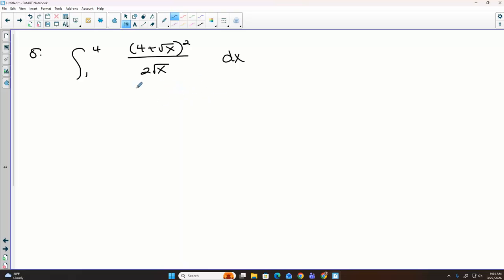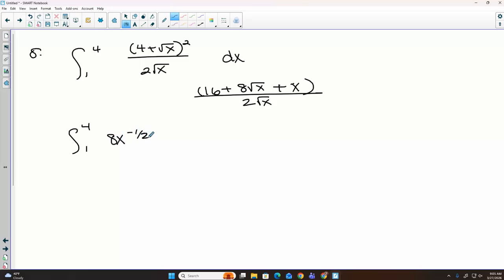So, first let's multiply this all out. So if I FOIL the top, I would get 4 plus 8 radical x, not 4, sorry, 16 plus 8 radical x plus x over 2 radical x. So if we simplify that, there's only one term on the bottom, so we can break it up. 16 divided by 2 square root of x, so that would give me 8x to the negative 1/2.